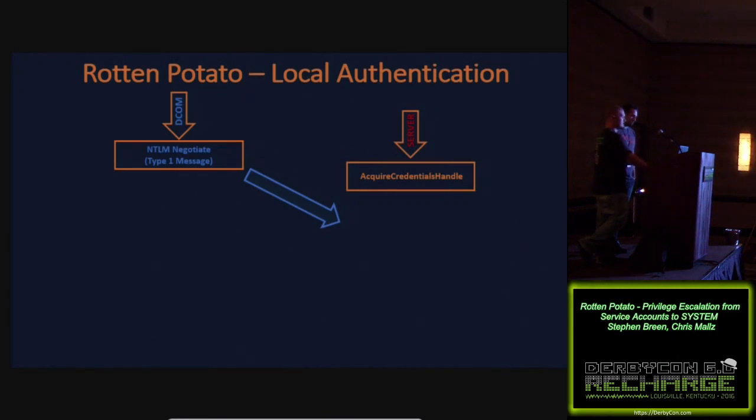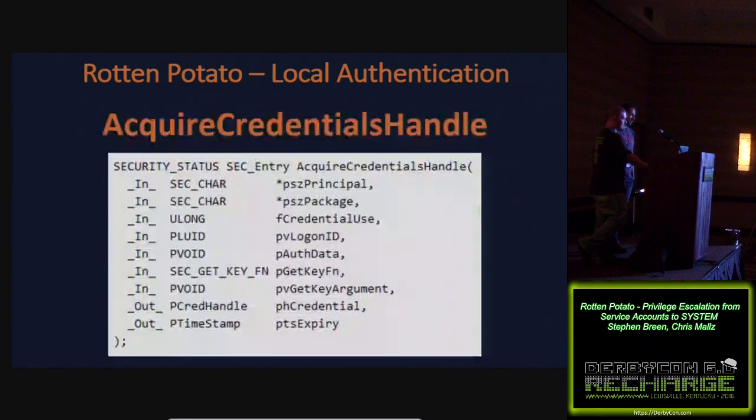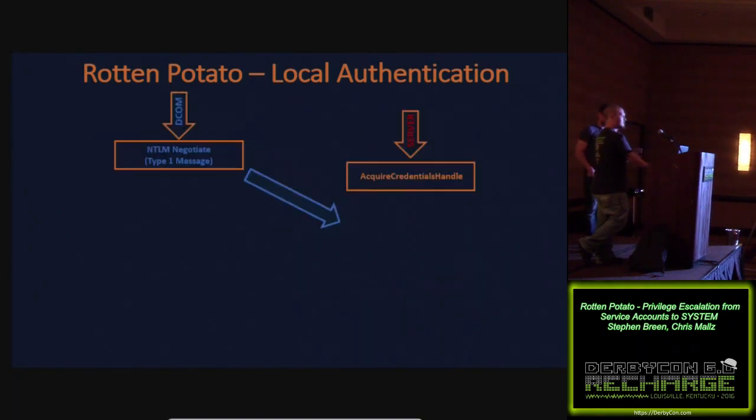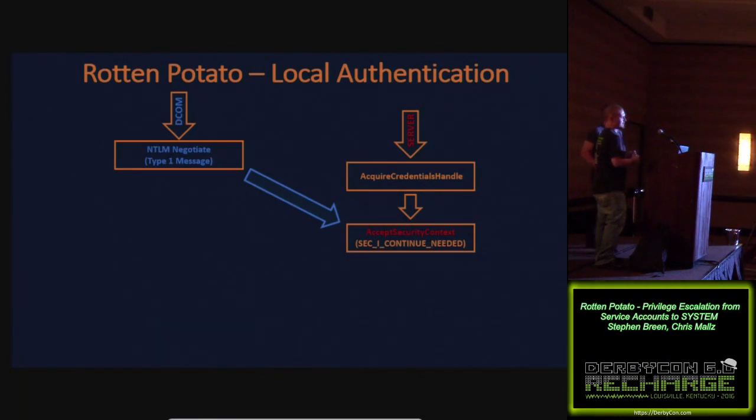It looks complex and everything, but we use a really simplified version in Potato that makes everything real easy. After you call acquire credentials handle, you have to use that handle that you get and put it into accept security context. So you put that handle in there, and you put the NTLM first packet, which I call hash 1, right into the accept security context call.